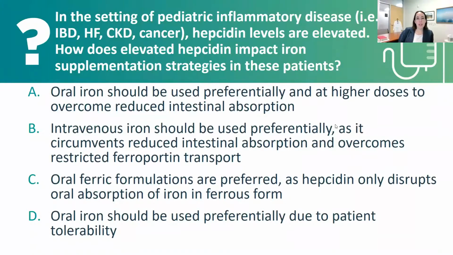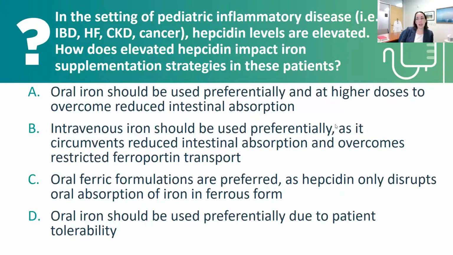Okay, so the correct answer is B. IV iron should be used preferentially. So remember, when hepcidin is elevated, oral iron cannot be adequately absorbed. So you really don't want to use oral iron in patients with active inflammation because it's basically going to just stay in the GI tract and cause GI side effects without much of the benefit.